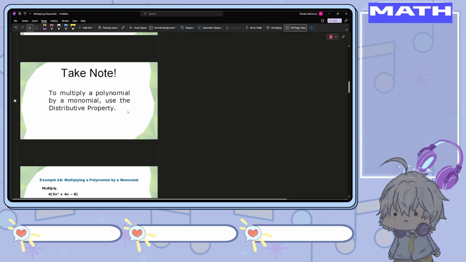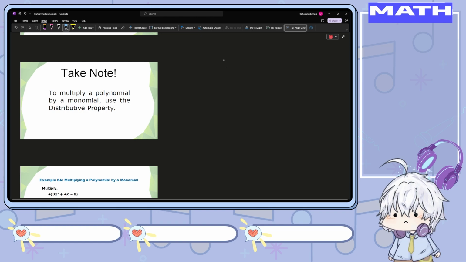Next, take note, when we multiply a polynomial by a monomial, we use the distributive property. Distributive property just looks like this. If we multiply a to the quantity of b plus c, we will arrive at distributing a, or multiplying a to both b and c. Thus, looking like this: ab, or a times b, plus ac, or a times c.